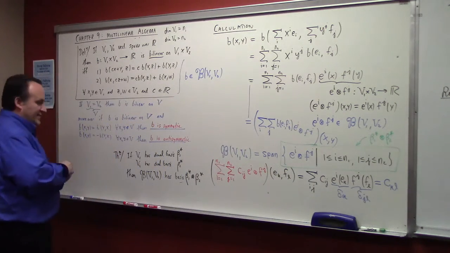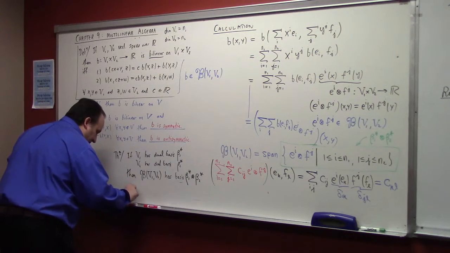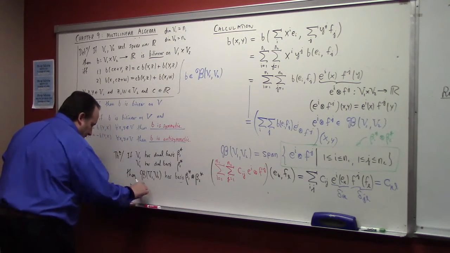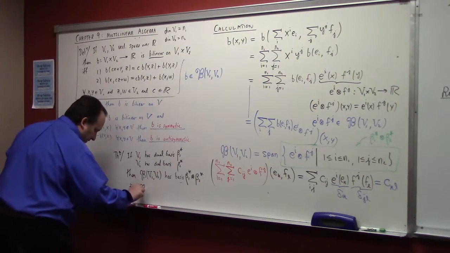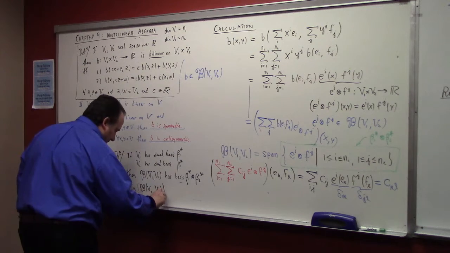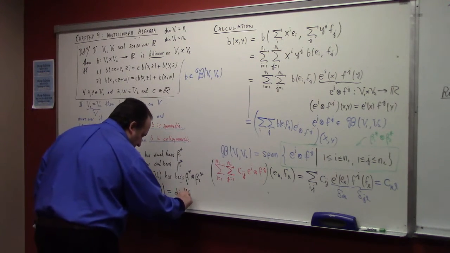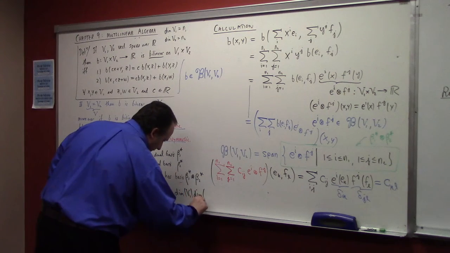And so what does that then tell us? What's the dimension of the set of bilinear forms? Can you tell me? n1 times n2. Yeah, n1 times n2, which more interestingly we could write as the dimension of V1 times the dimension of V2.